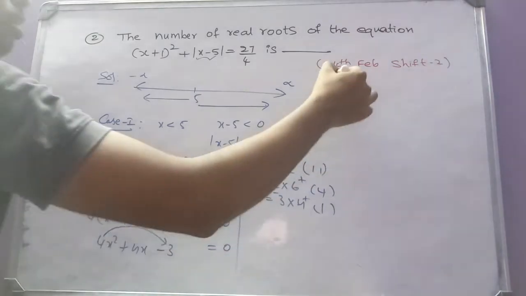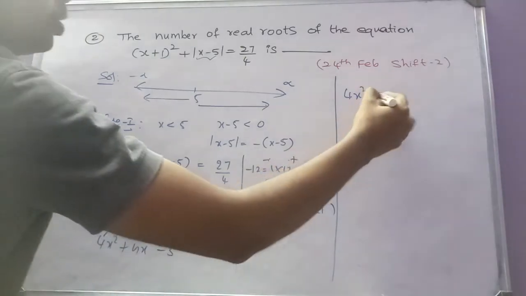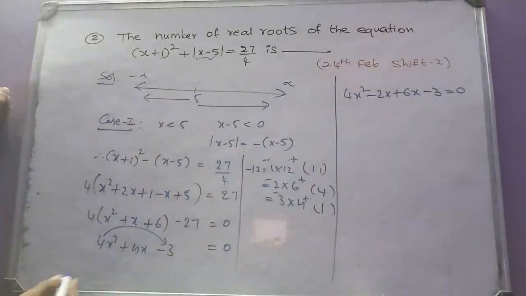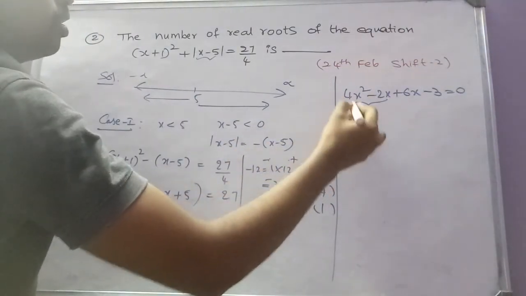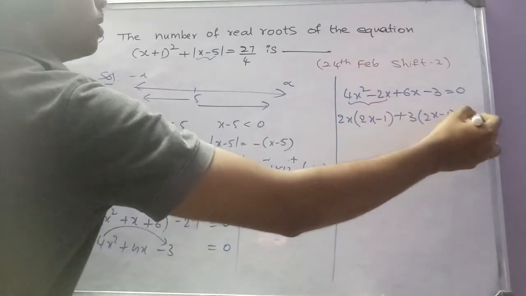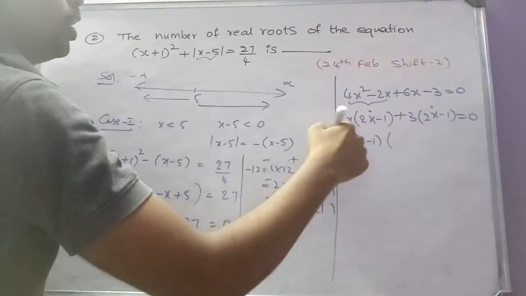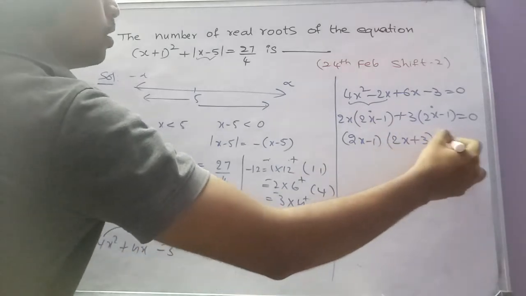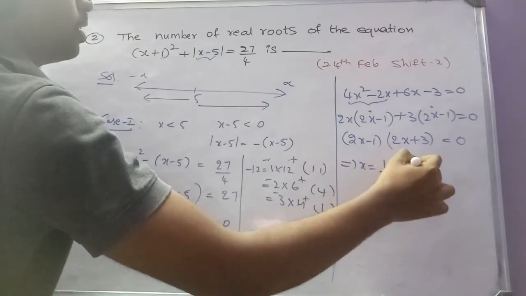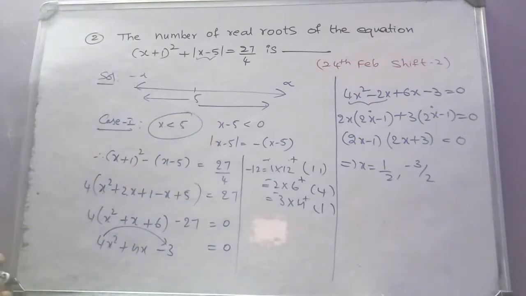Therefore, if you continue, 4x square, and then 4x can be written as minus 2x plus 6x, with minus 3 as it is, equal to 0. You can take 2x common, you'll get 2x minus 1, and plus 3 common, you'll get 2x minus 1. So here and here you can take 2x minus 1 common into 2x plus 3. Therefore the two roots from these two polynomials are x is equal to 1 by 2, comma, minus 3 by 2. And check whether both the solutions satisfy the main condition of case 1 or not.